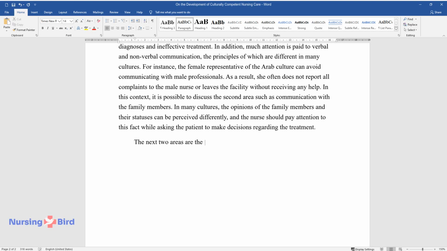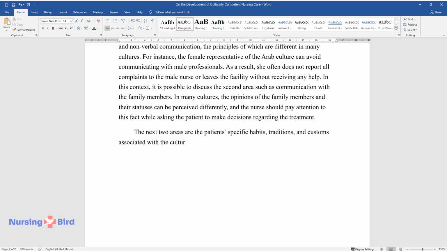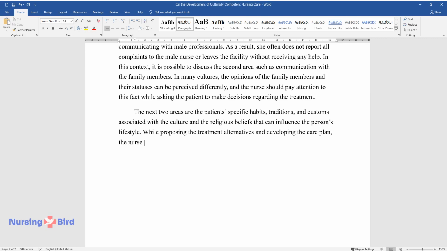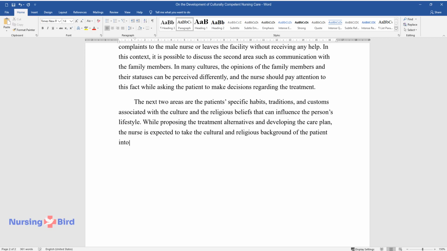The next 2 areas are the patient's specific habits, traditions, and customs associated with the culture and the religious beliefs that can influence the person's lifestyle. While proposing the treatment alternatives and developing the care plan, the nurse is expected to take the cultural and religious background of the patient into account.